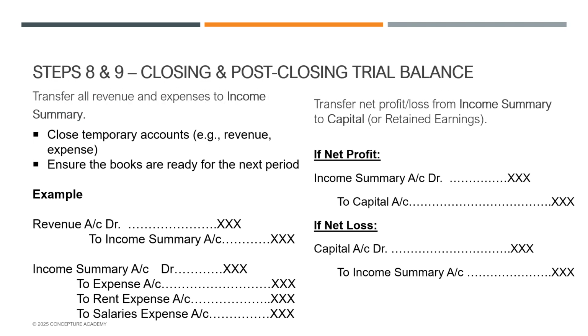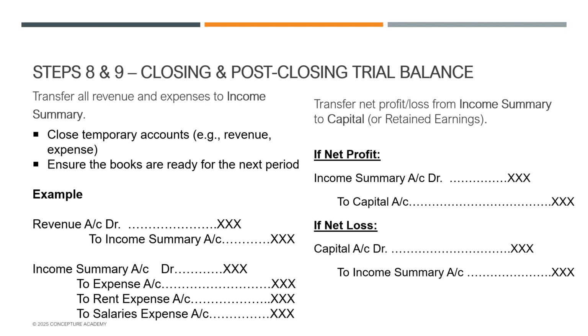Now we move to the last steps in the accounting cycle, closing entries and preparing post-closing trial balance. Think of closing entries like cleaning up after a party. All the temporary accounts like revenues, expenses, and drawings are closed and their balances are transferred into capital account or retained earnings in a company. So why do we do this? There are multiple reasons. One is to reset revenues, expenses, and drawings back to zero so the new accounting period starts fresh. Another reason is to update the capital account with the net profit or loss for the period.